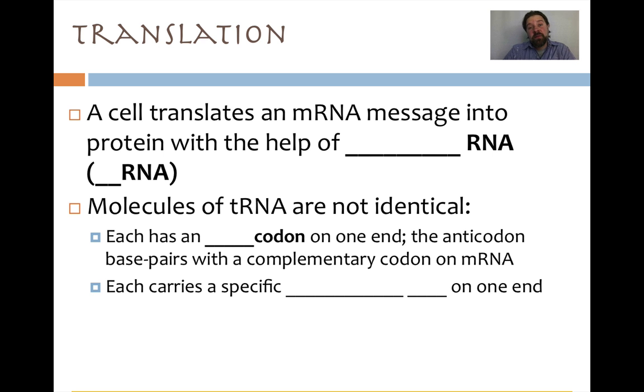Our process number 2 is called translation. A cell will translate an mRNA message into protein with the help of transfer RNA, the second class of RNA, which we simply call a tRNA. Molecules of tRNA, however, are not identical. Each one has what's called an anticodon on one side. And the anticodon is going to base pair with a complementary codon on the mRNA.